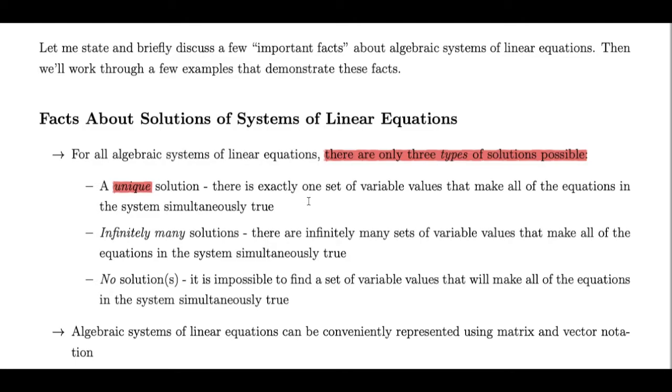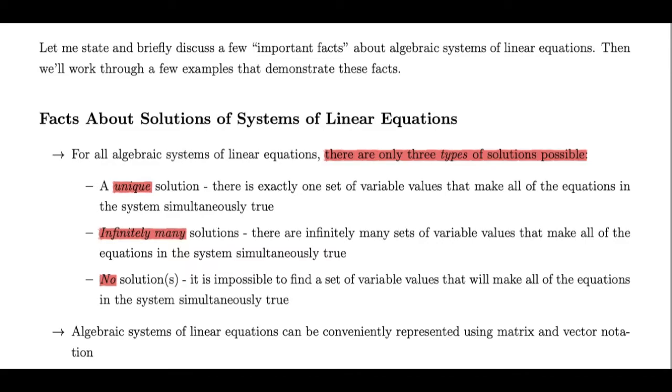It could also be true that there are infinitely many sets of variable values that satisfy that restriction. That is to say, there are infinitely many solutions to the system. The third possibility is that there are no solutions to the system. That is, it is impossible to find a set of variable values which will make all of the equations true simultaneously. That's it. There are only those 3 possible types.